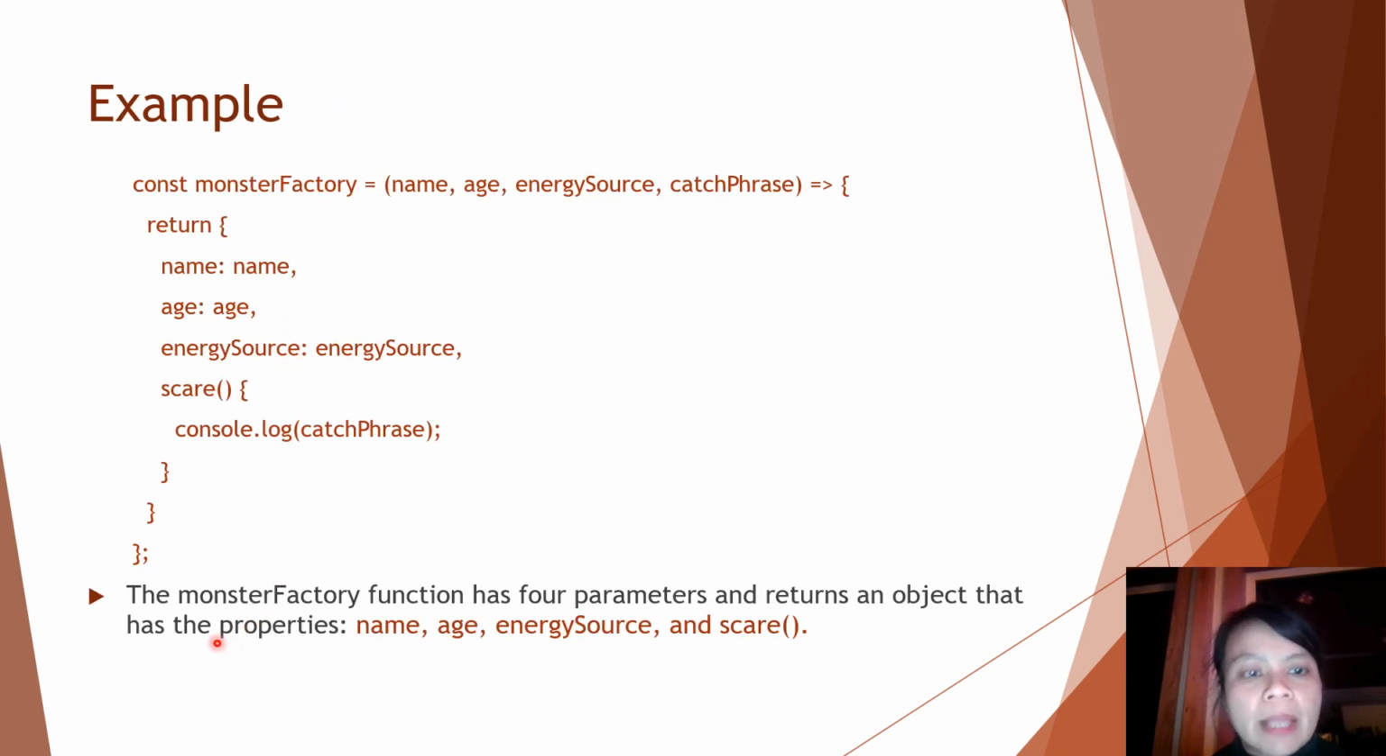So we have something like this monster factory. It's got 4 parameters and returns an object that has the properties name, age, energy source, and the method scare. So here, monster factory is a function. It has name, age, energy source, and it says here catchphrase.